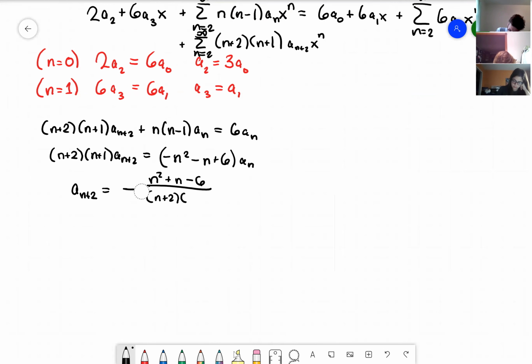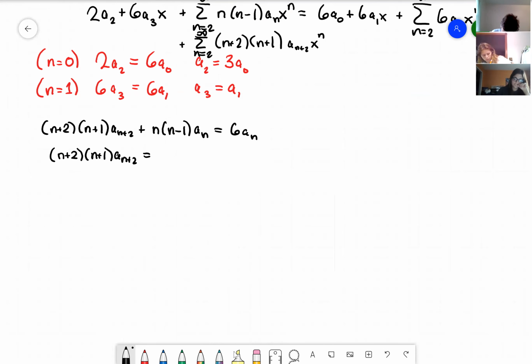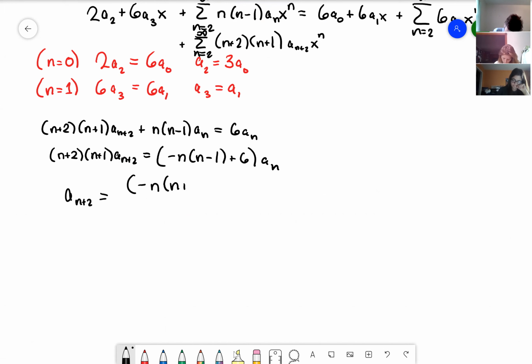You know what? Maybe that's not the best idea because we're going to have to re-index this. We don't have to, but it's a nice step, I think. Let's just write it as minus n times n minus 1 plus 6, an. And then a(n+2) is equal to minus n times n minus 1 plus 6 over n plus 2 times n plus 1, an.